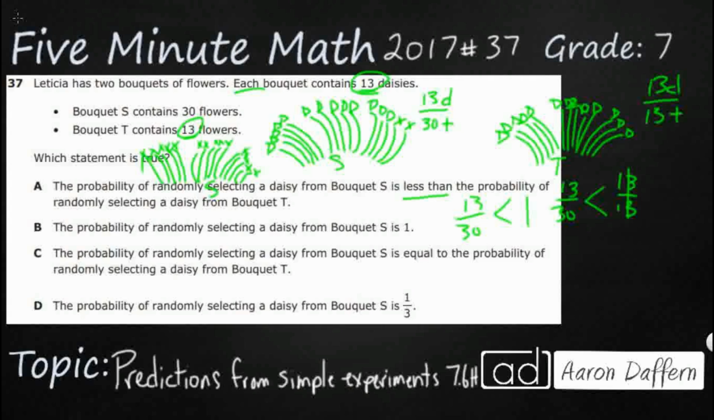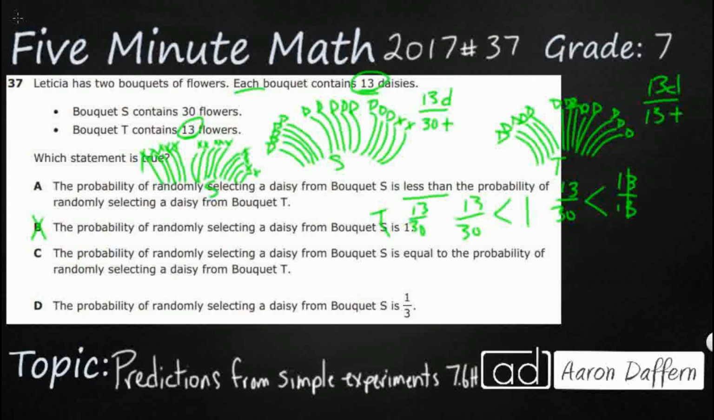Let's double check the rest. The probability of randomly selecting a daisy from bouquet S is 1. Oh, look at this. No. If this was bouquet T, we would be good. The probability of randomly selecting a daisy from bouquet S is 13 over 30. But if it's bouquet T, we'd be good. So they just gave you the wrong bouquet.